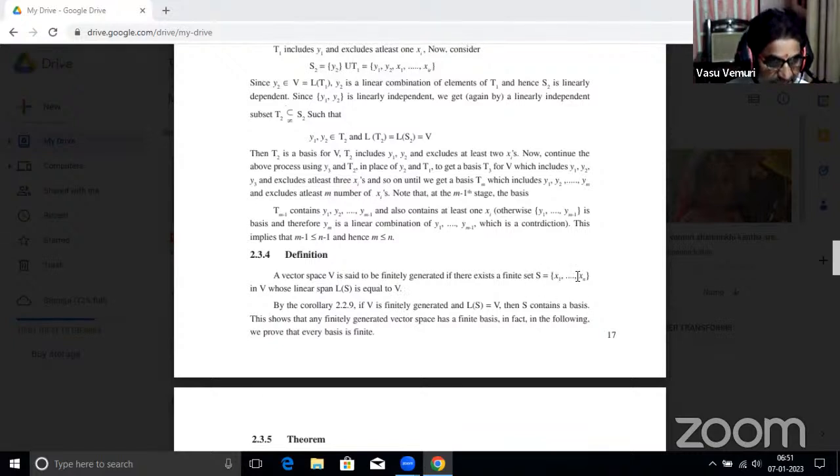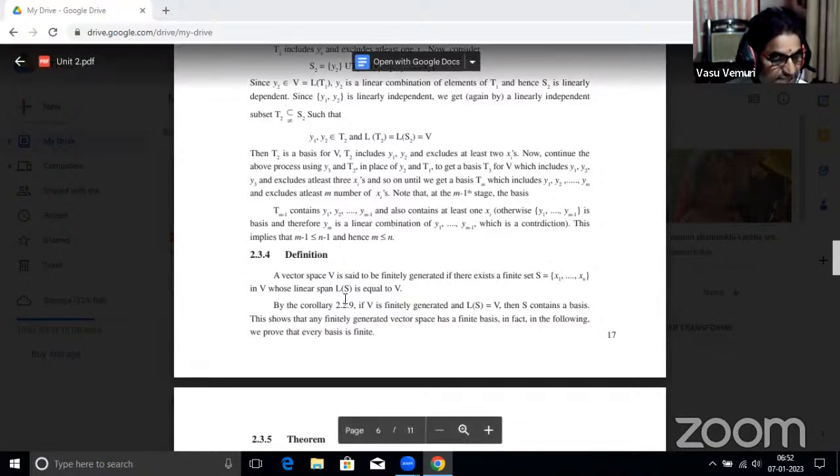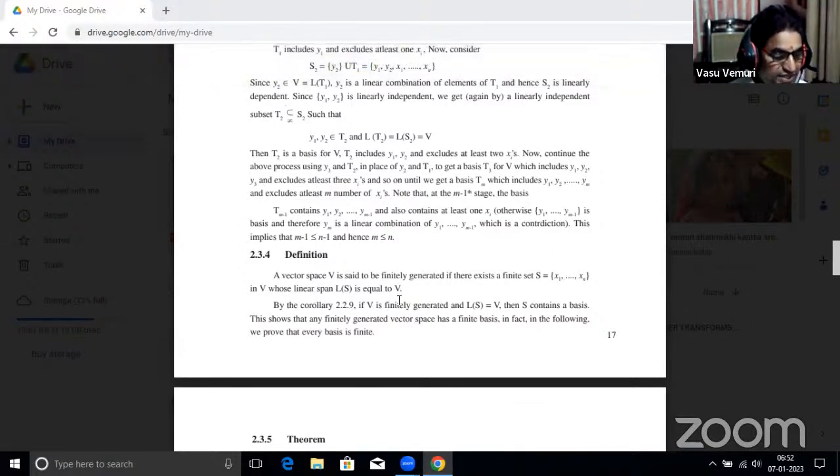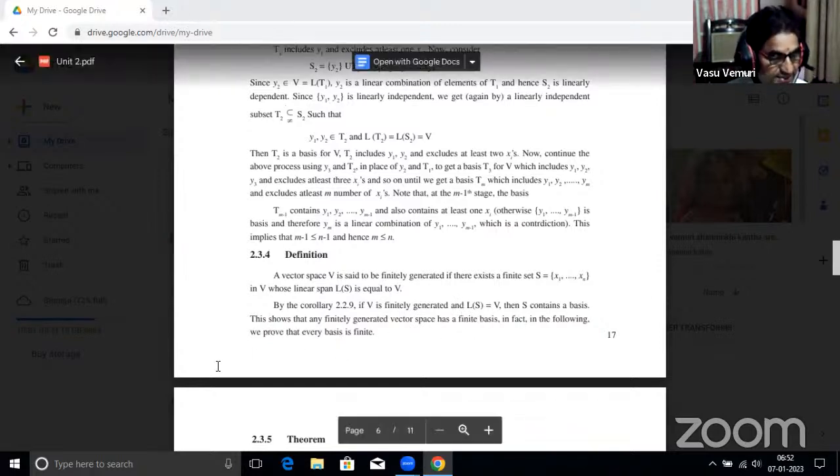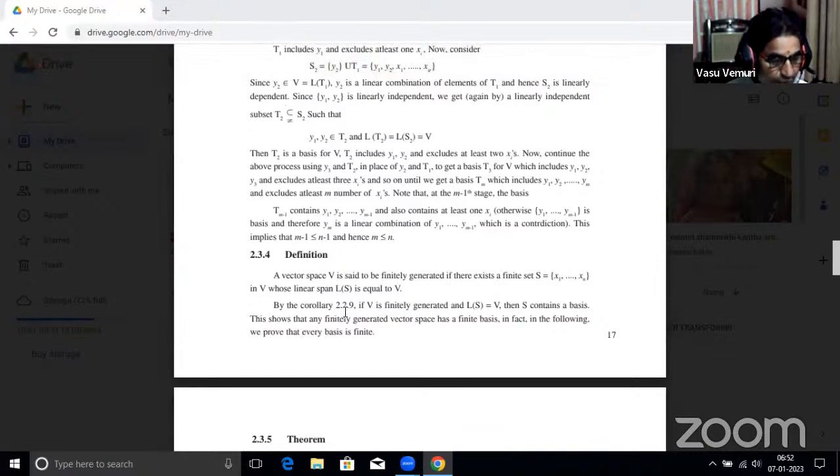Now here the finite set is represented as S equal to the set of x1, x2, and so on, xn. A vector space V is said to be finitely generated if there is a finite set S equal to the set of x1, x2, so on, xn in V, whose linear span L of S is equal to V. If V is finitely generated, that is L of S equal to V, then S contains a basis. Already we have proved the above theorem.